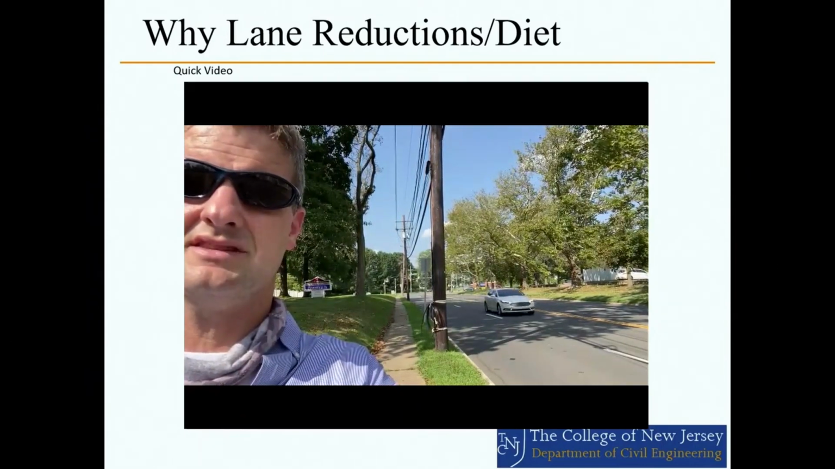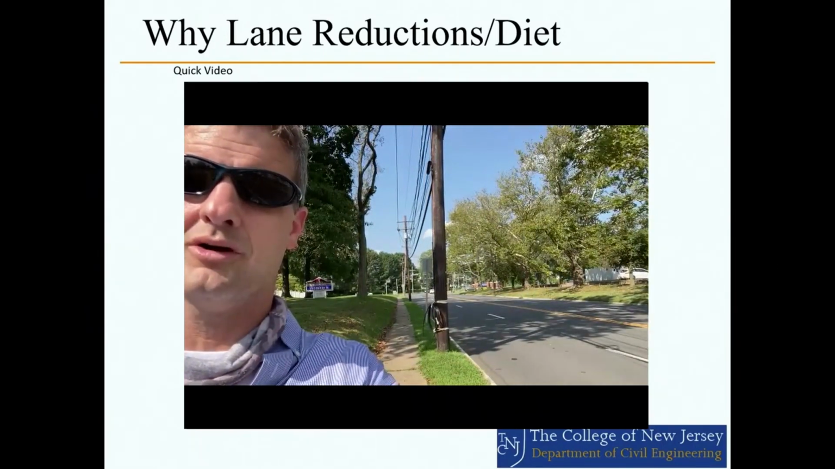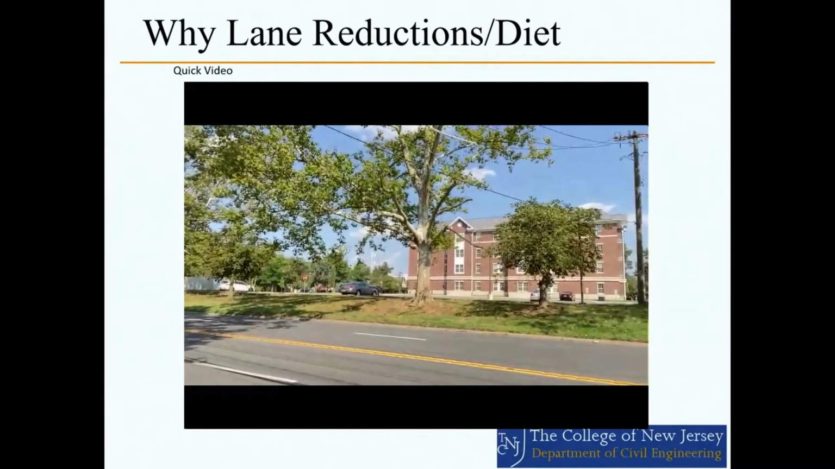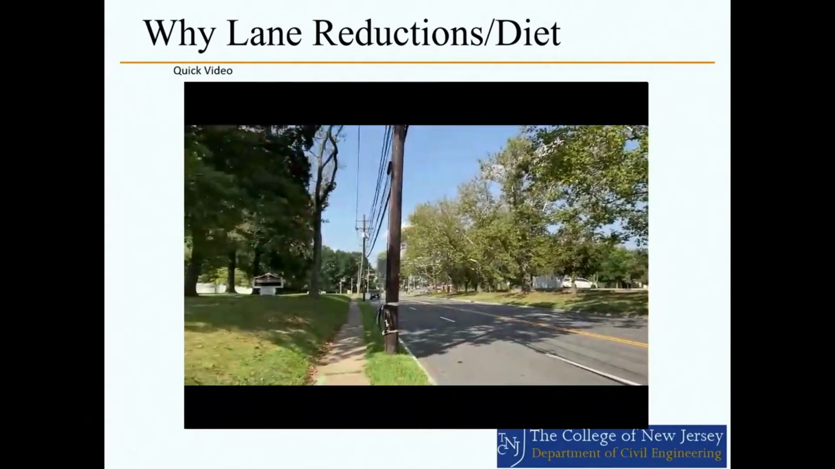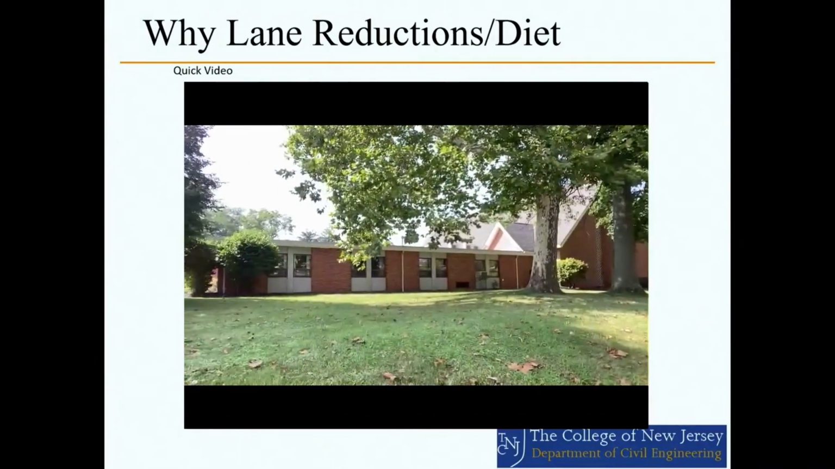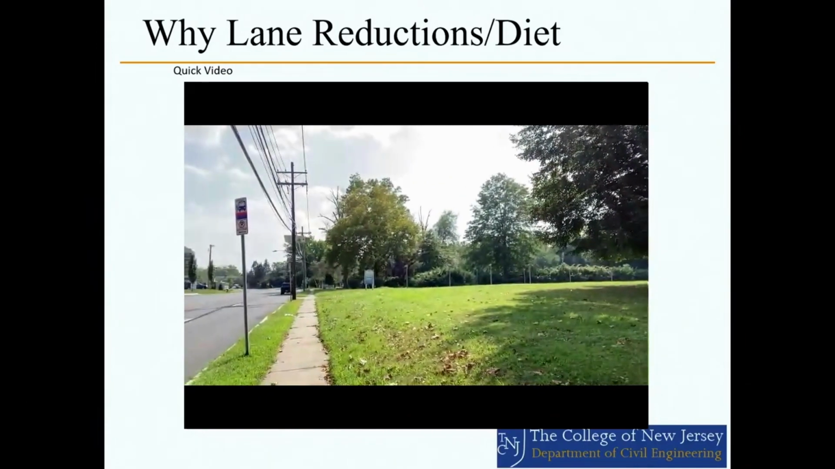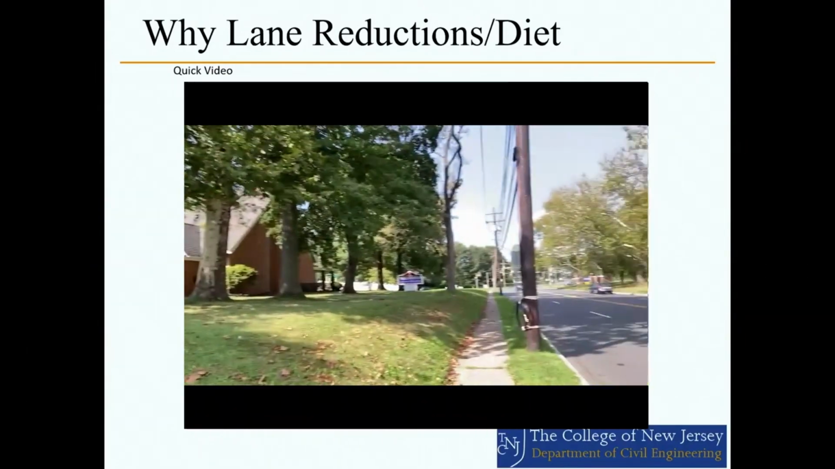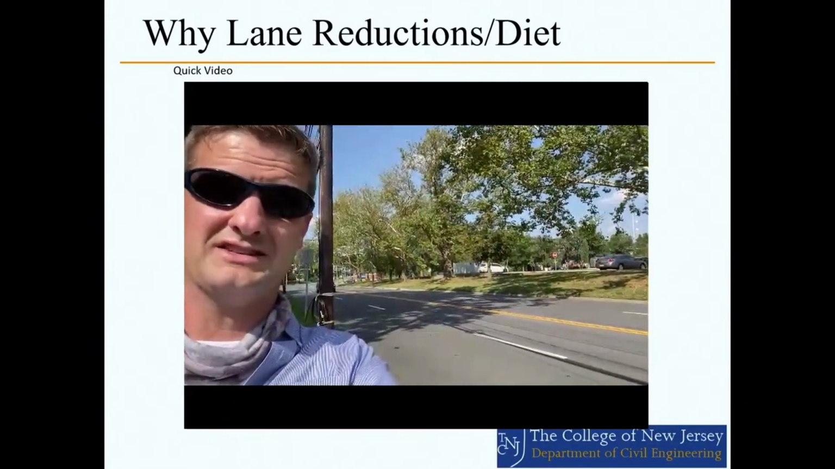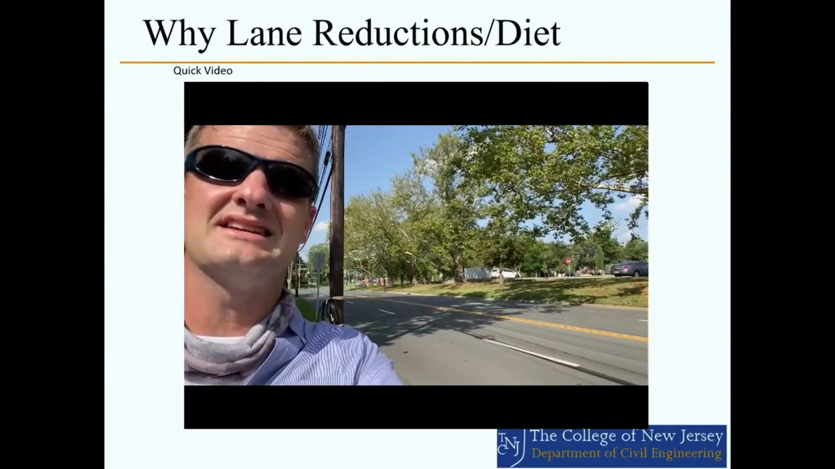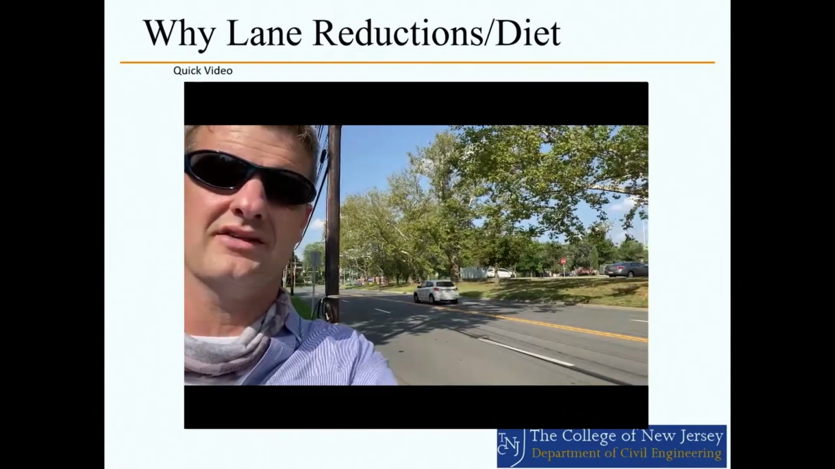Why do we need these types of things? Well, people need to walk more, people need to bike more. Also, if you look at one side of the road, we have the College of New Jersey. On the other side of the road, we have a church and residential developments. This road has basically become a wall between those two areas. A road diet seeks to bring these two a little closer together.